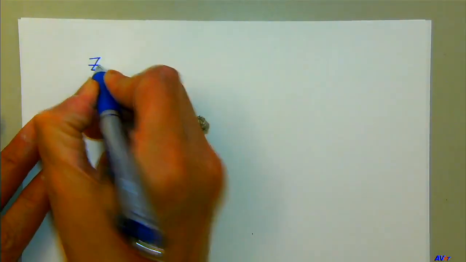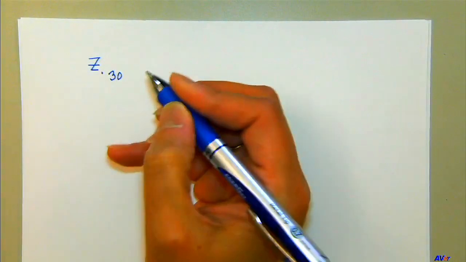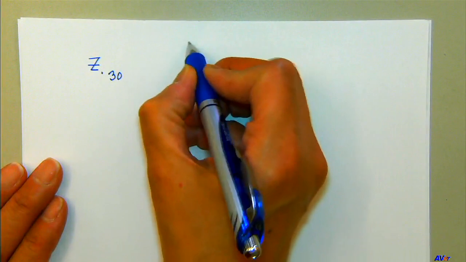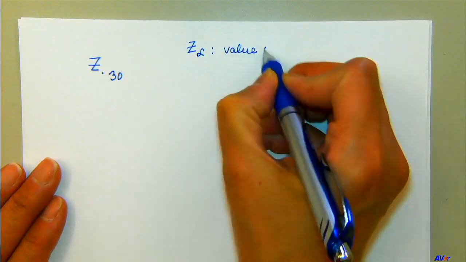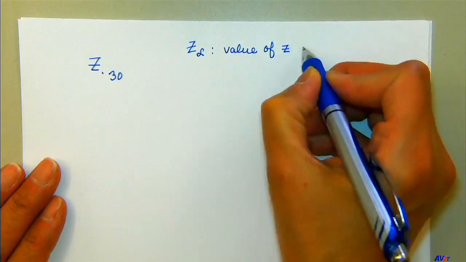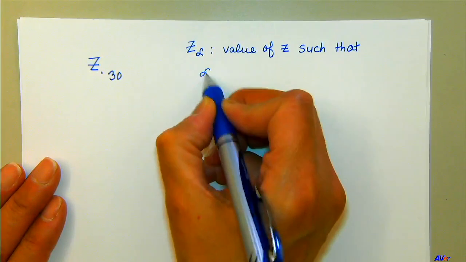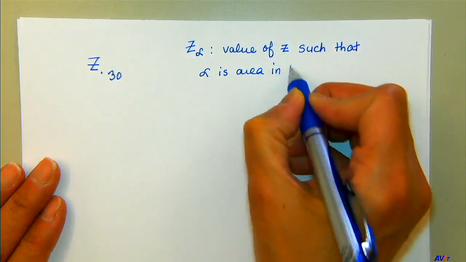They say find z.30. That's the question, right? That means z alpha is the value of z such that alpha is the area in the right tail.